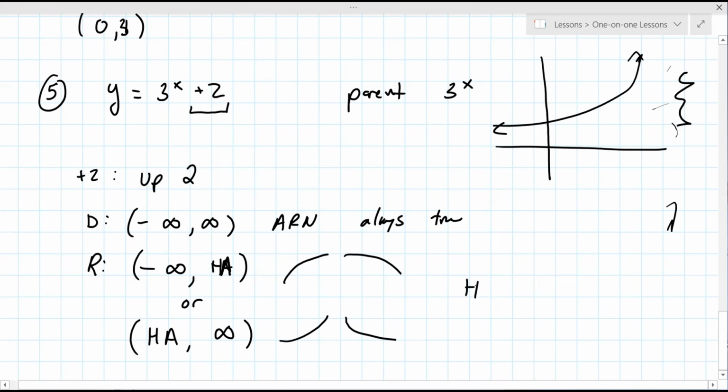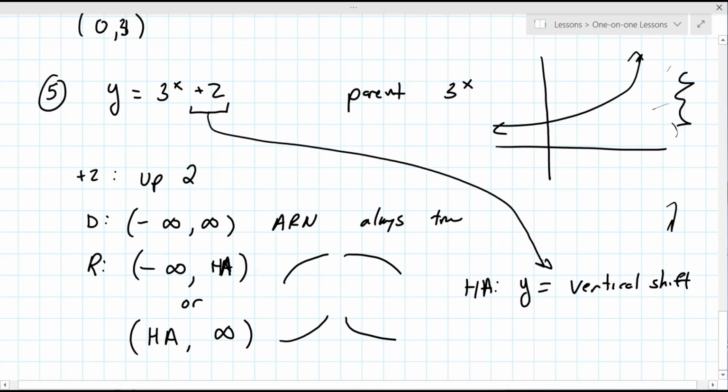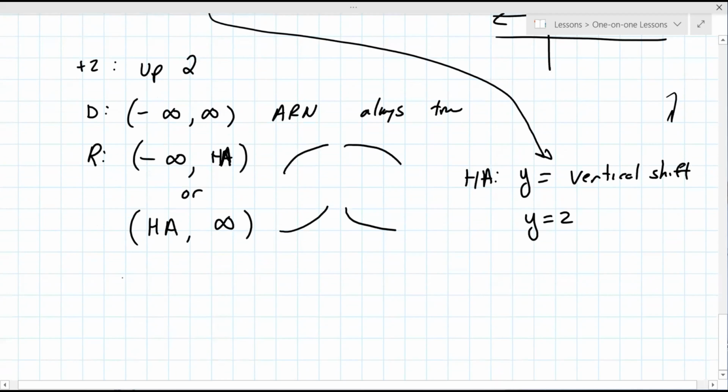Now I'm throwing a lot at you in this question. The horizontal asymptote is always y equals the vertical shift. So what is the vertical shift in this problem? 2. So it's y equals 2. That tells us which one it is here. The range ends up being 2 to infinity because this is a growth function. It goes up like that.